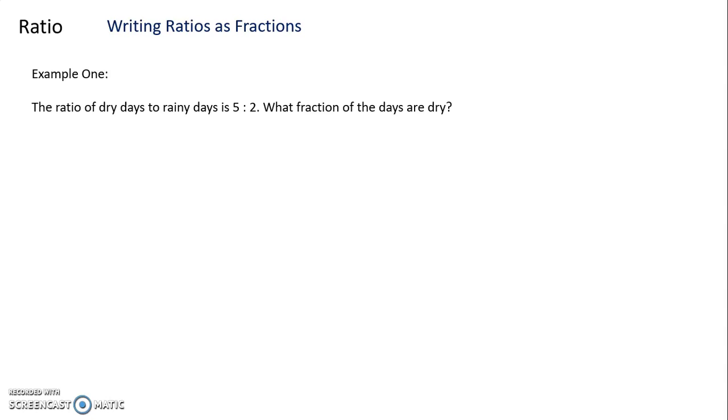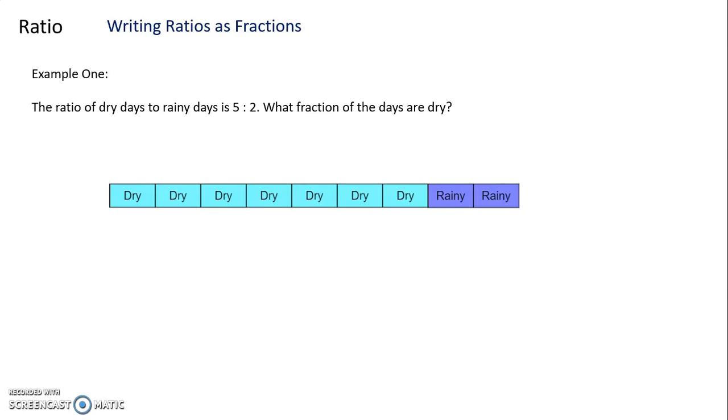Now, we've looked at proportion boxes so far, but there's another really important strategy for ratio, and that is bar modelling. So I'm going to use a bar model for this. I know that I have 5 parts dry to 2 parts rainy, and those parts are all equal in size. So altogether, I have got 7 equal parts, 5 of them dry, 2 of them rainy.